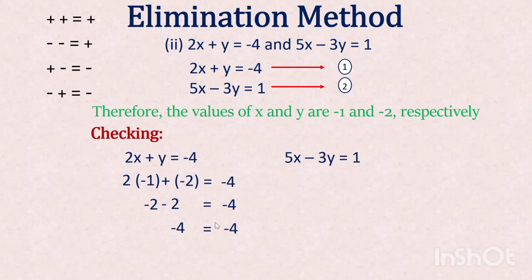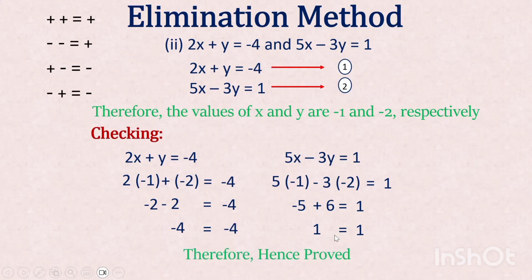So proved here. Let's check the second equation also. In the place of x, put minus 1. In the place of y, put minus 2, is equal to 1. Minus, that means plus into minus minus, 5 ones are 5. Again, minus into minus is plus. So I wrote plus here, 3 2s are 6, is equal to 1. Here again the bigger number sign is plus, but minus and plus is minus. So plus 1 will come, right? Is equal to 1. Here also, hence proved.